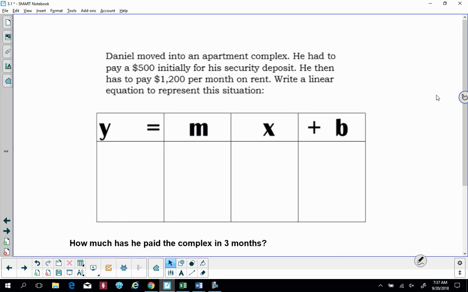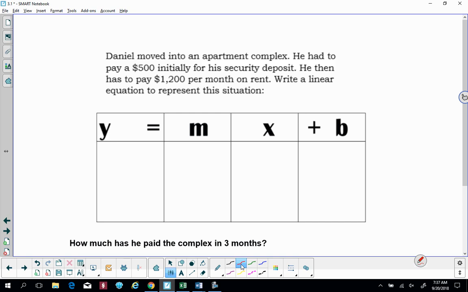There we go. All right, so you guys have the top part. You don't need to write this out. You might just want to write the equation at the top, like I wrote the equation right under the word problem, but we're going to be breaking it down right now. It says Daniel moved into an apartment complex. So this is like an example of that rent example. He had to pay $500 initially for a security deposit.